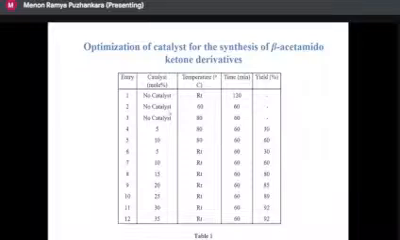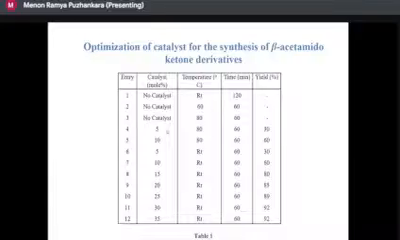Initially, this reaction was carried out with no catalyst at room temperature, but even after increasing the reaction temperature to 60 and 80 degrees Celsius, the desired product could not be obtained. So, in order for this reaction to proceed, use of a catalyst is essential. And we have carried out this optimization of the catalyst.